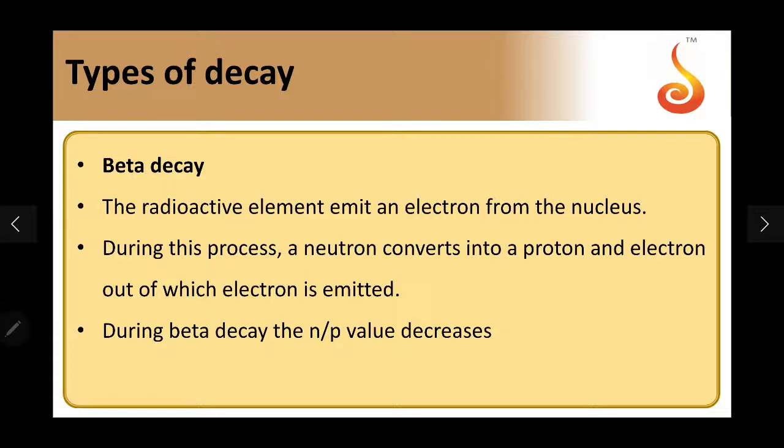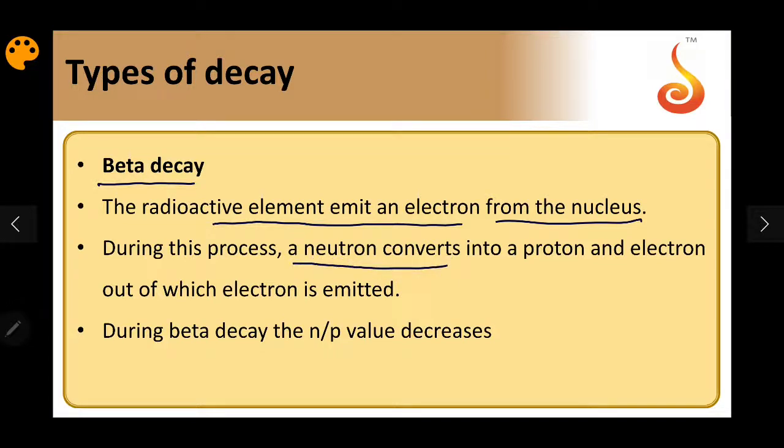Beta decay. Beta decay is a process where a radioactive element emits an electron from the nucleus. We might be surprised why a nucleus can emit an electron, as an electron is not there in the nucleus. So during this process, a neutron converts into a proton and an electron. The proton part will be retained in the nucleus and the electron part will be emitted out. So a neutron is converting into a proton: the number of neutrons decreases, the number of protons increases, so the N by P value decreases.